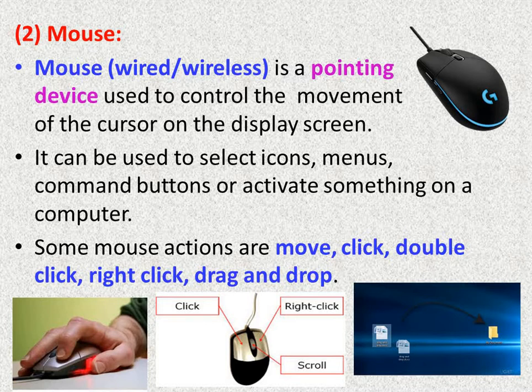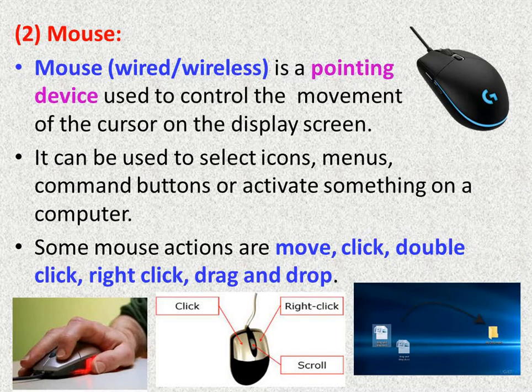It can be used to select icons, menus, command buttons, or activate something on the computer. Some mouse actions are move, click, double click, right click, drag, and drop. The picture shows how to hold a mouse and how to click, right click and scroll, and also to drag and drop.